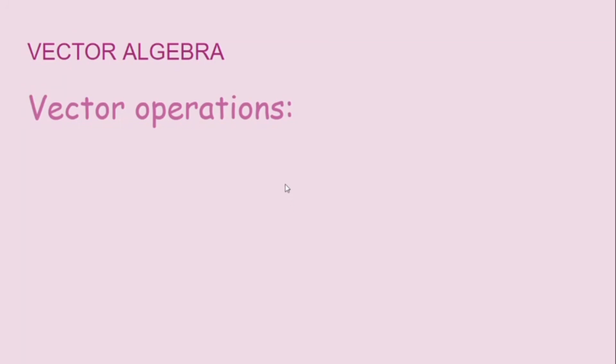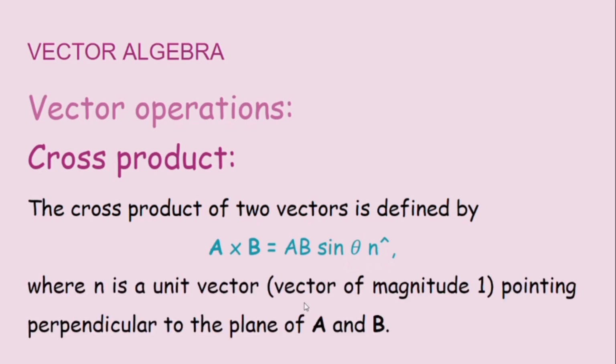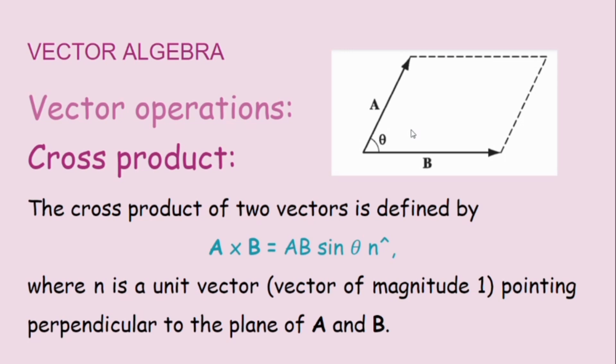Now we will discuss the cross product. It is defined by A cross B, which is equal to AB sin theta n cap. This result or answer is always a vector and will definitely have a direction n cap, and this n cap is perpendicular to the plane of A and B, as we can see in the figure. This is the B vector and this is A, and we have this n vector, the unit vector along the y-axis.